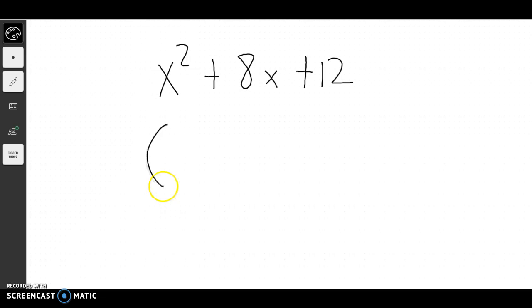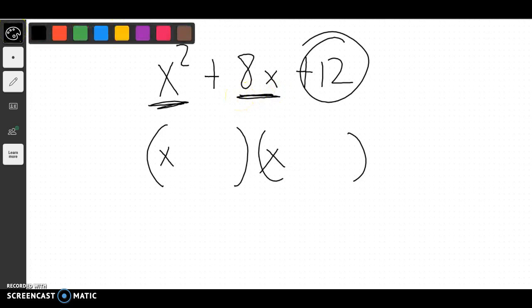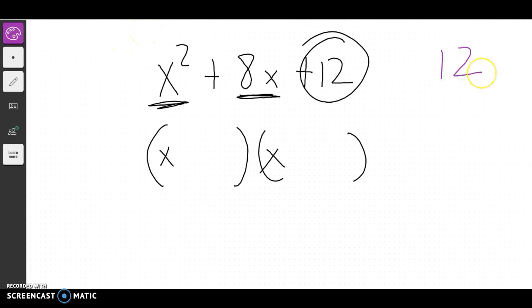Okay, so again for this one, I'll have x and x, because x times x will give me x squared. Now I have to think about what's going to multiply together to give me 12, but add together to give me 8. So what's going to multiply together to give me 12, but add together to give me 8? Well, let's think of the factors of 12.